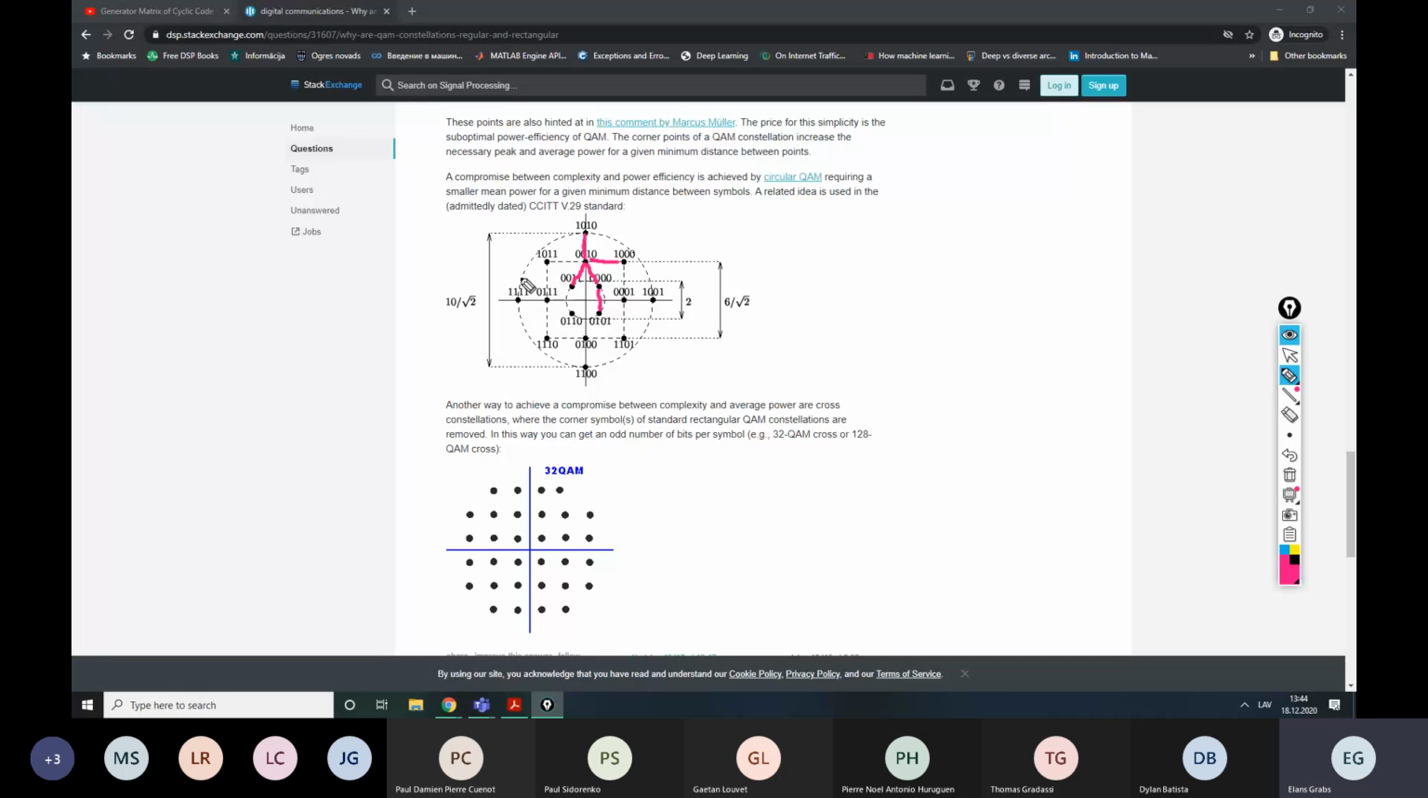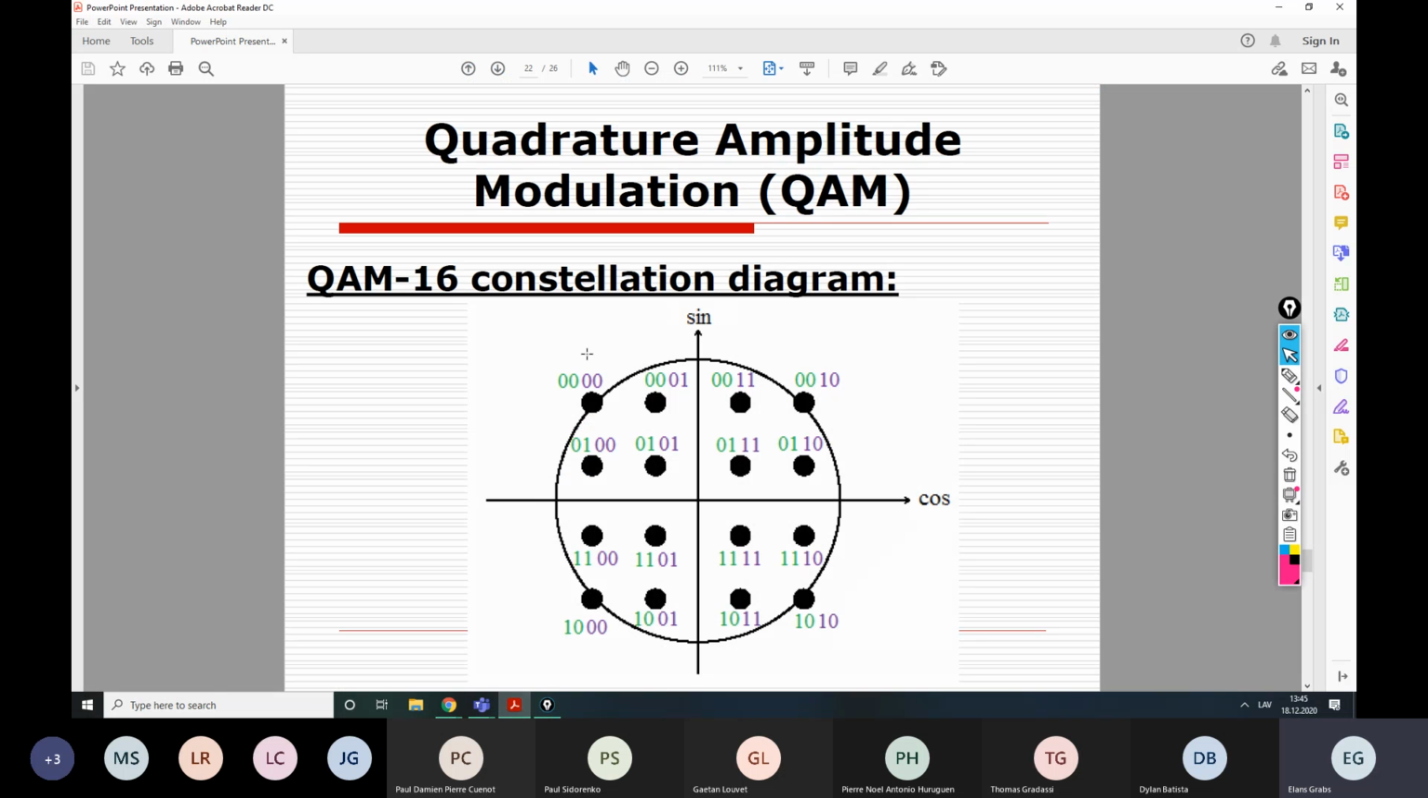Basically, this is an alternative, right? Which has its own benefits and drawbacks. It's used in some specific standard, right? And it's called circular quadrature amplitude modulation. And I just wanted to show you that there is actually a way to make it a different way. Also, please note that this is called a rectangular constellation, right? Because actually it resembles a rectangle. Actually, in this particular case, it's a square.